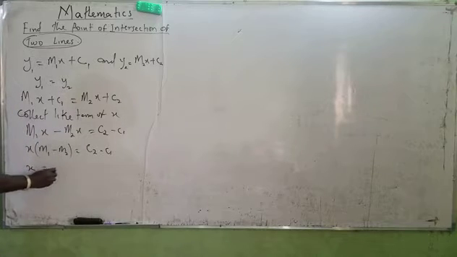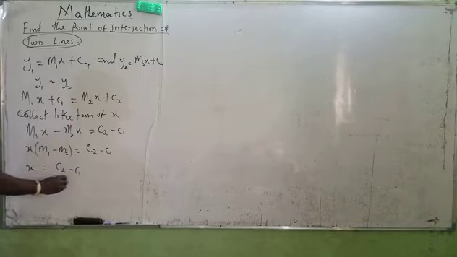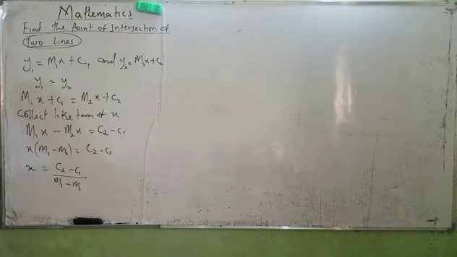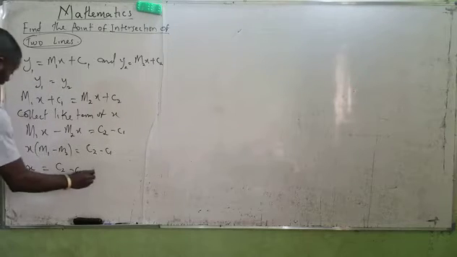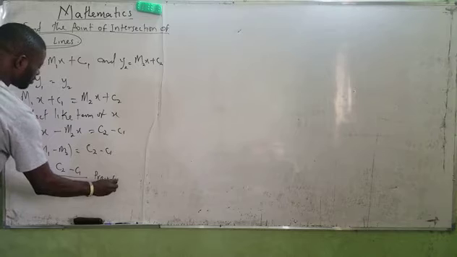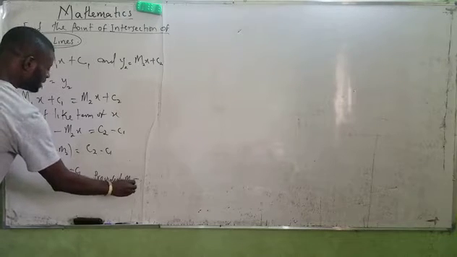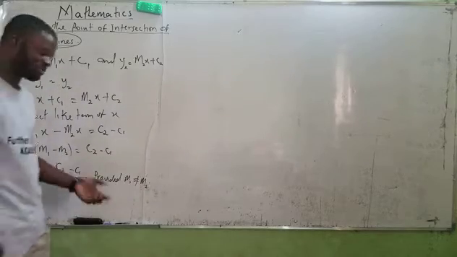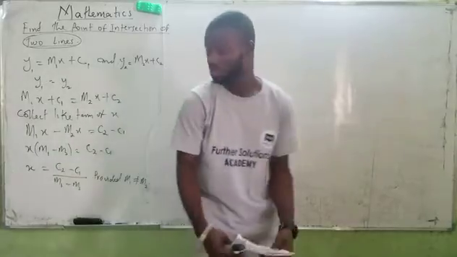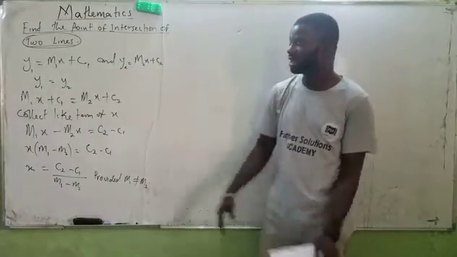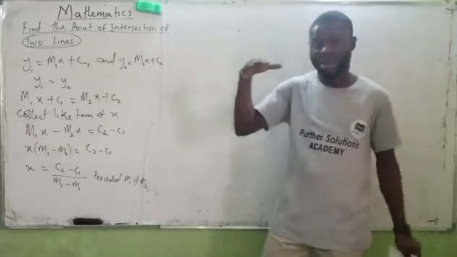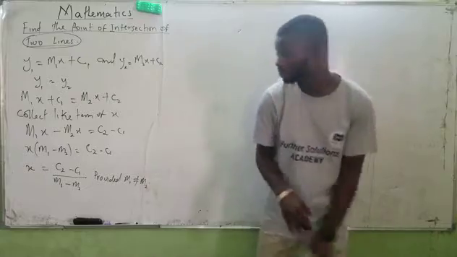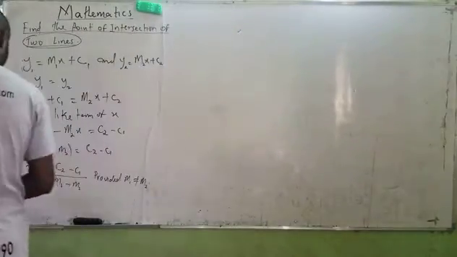Now, my x equals what? c2 minus c1 divided by m1 minus m2. Take note of that. I hope I'm making sense. Provided my m1 is not equal to m2. Please, once they are equal, there will be a big problem. I've told you, once they are equal, in terms of gradients, they are parallel. If the lines are parallel to themselves, it means there is a big problem.